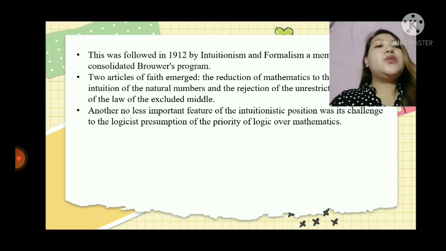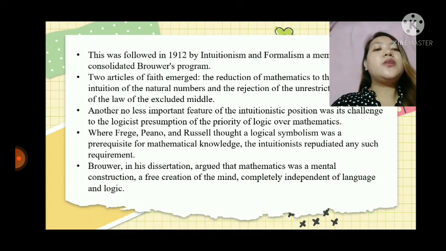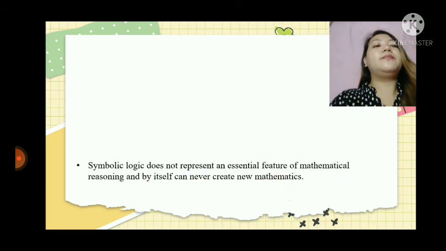Another no less important feature of the intuitionist position was its challenge to the logistic presumption of the priority of logic over mathematics, where Frege, Peano, and Russell thought a logical symbolism was prerequisite for mathematical knowledge. The intuitionists repudiated any such requirement. Brouwer, in his dissertation, argued that mathematics was a mental construction, a free creation of the mind, completely independent of language and logic.